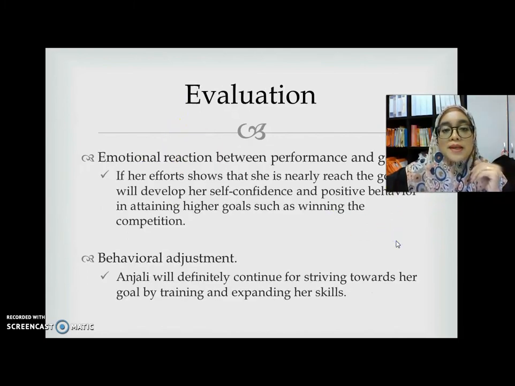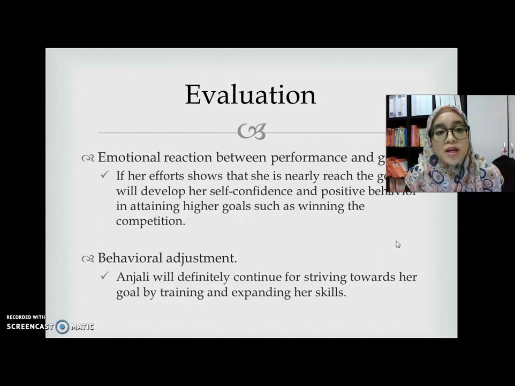In the evaluation phase, it includes her emotional reaction between her performance and her goals. If her effort shows that she nearly reached the goals, it will develop her self-confidence and positive behavior in attaining higher goals, such as winning the competition. Before this, she only had the goal to enter the competition, but the positive emotion will make her aim for higher goals. So she makes a behavioral adjustment where she will continue striving towards her goal by training and expanding her skills.